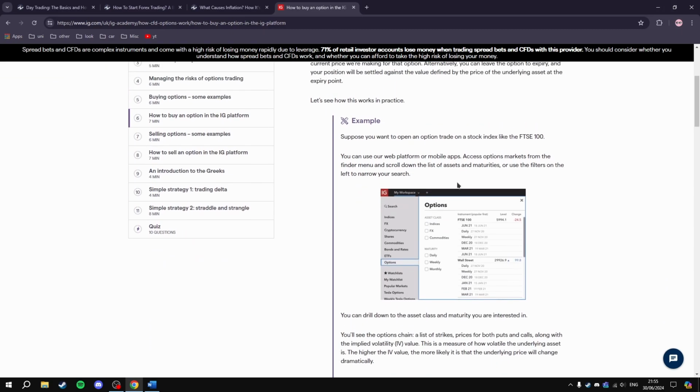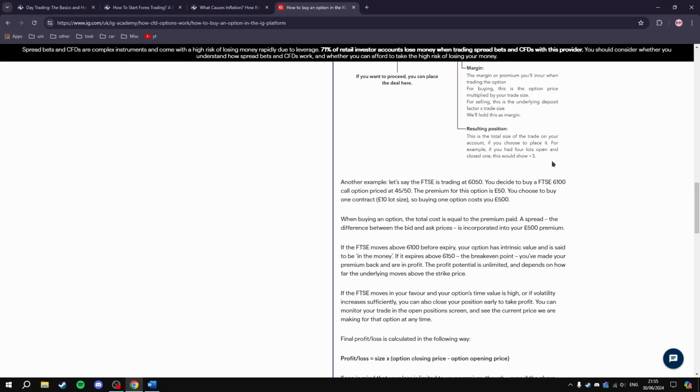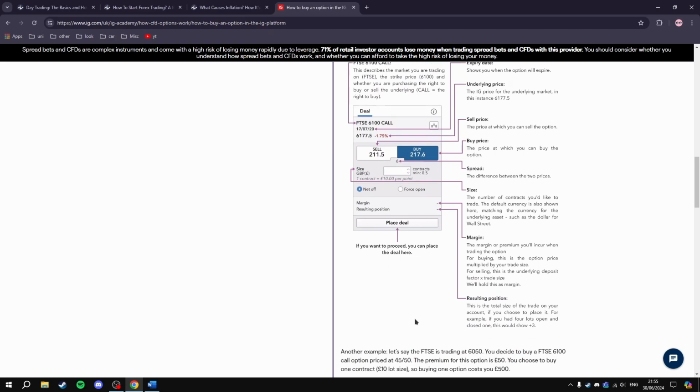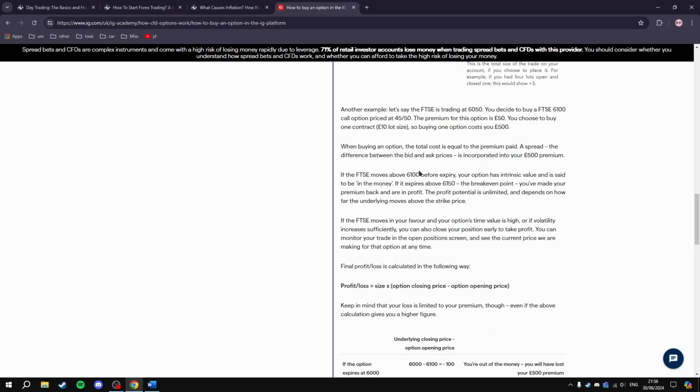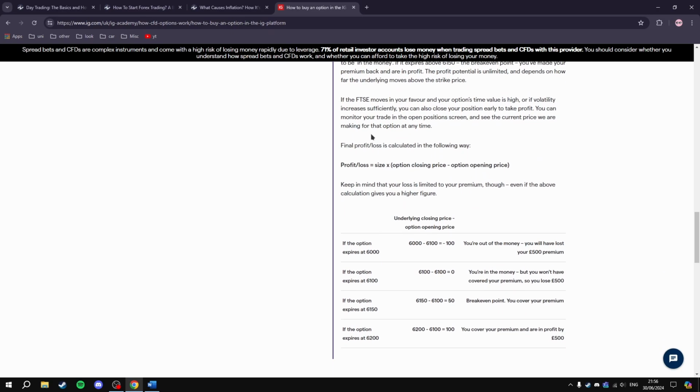And then we went through how it works in practice, so the examples and steps you need to take, and it gives you an explanation of the interface. When buying an option, the total cost is equal to the premium paid. A spread, which is the difference between the bid and ask prices, is incorporated into the premium. Final profit loss is calculated the following way: profit loss equals size times the option closing price minus the option opening price.